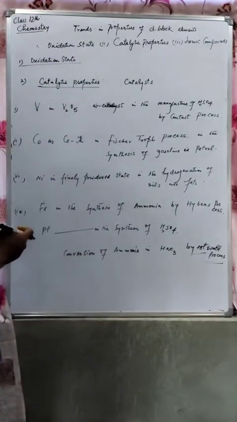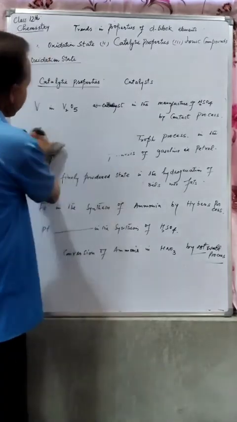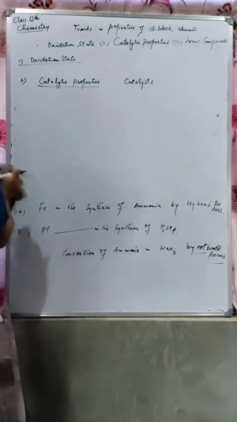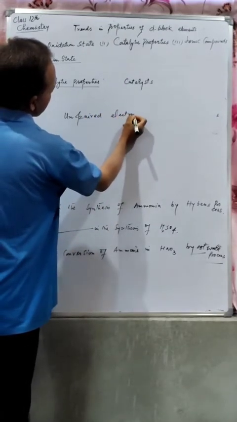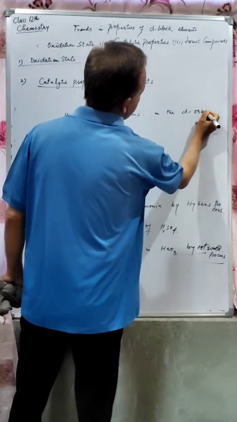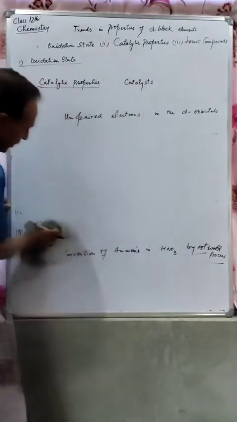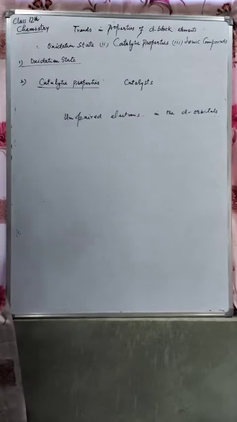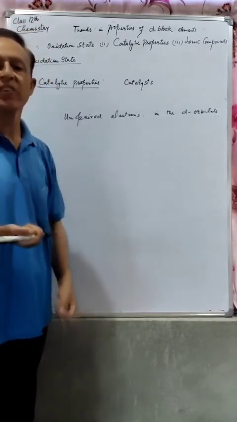Now, why do these act as catalysts? The reason for these elements or their compounds to act as catalysts is the presence of unpaired electrons in the d orbitals, due to which they absorb the energy and then re-emit the same energy, and due to which they provide the necessary activation energy.